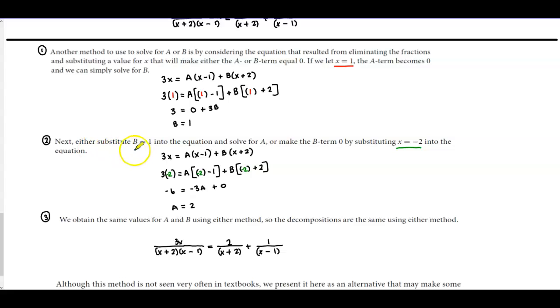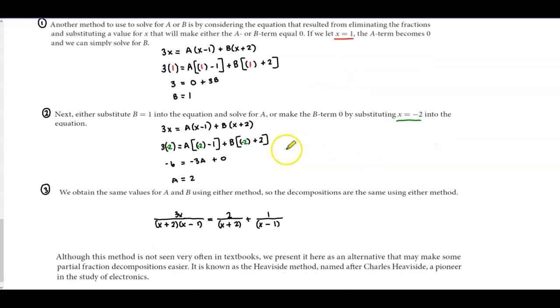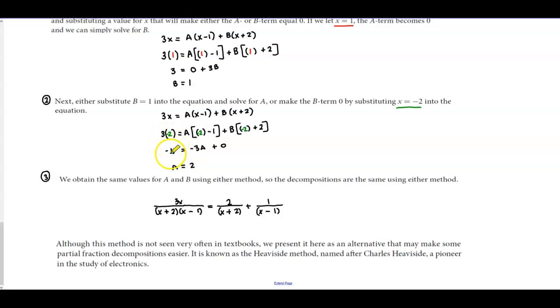And then we can either substitute B equal to 1 into the equation and solve for A, or make the B term 0 by substituting x equal to negative 2. So let's follow the same pattern. We're going to let x equal negative 2 and solve for A. We have 3 times negative 2, which is negative 6. Negative 2 minus 1 is negative 3, times A, which is negative 3A. Negative 2 plus 2 is 0, and 0 times B is 0. Now if we solve for A, we divide both sides by negative 3, and we get 2. So we obtain the same values for A and B using either method. The decompositions are the same using either method.